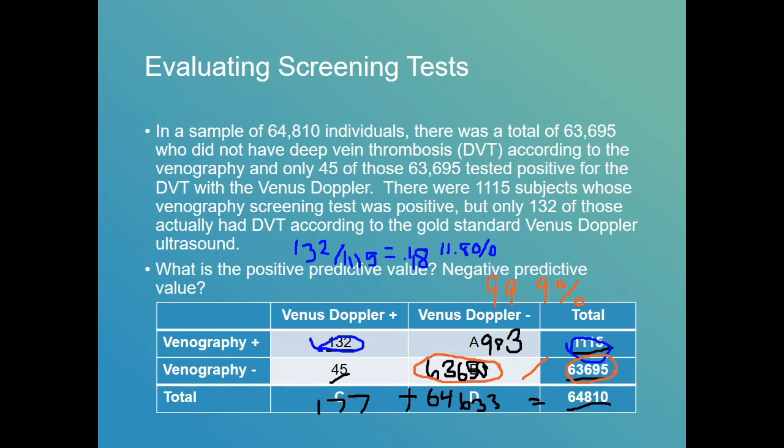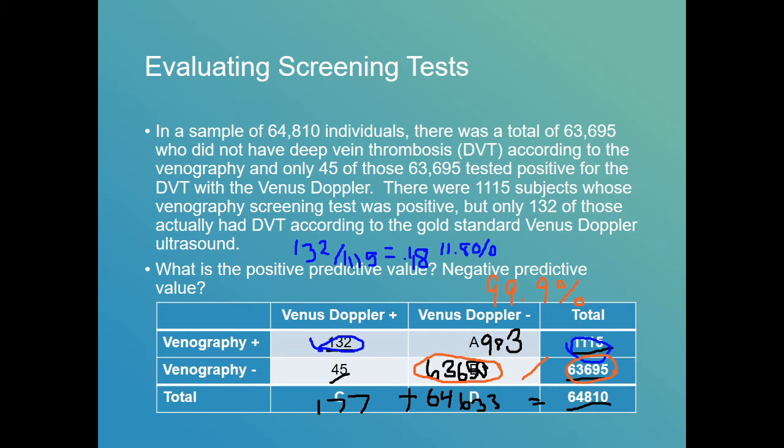So what does that mean? That means that in this sample, the venography exam and process was 99.9% effective at telling us that they would be negative if we used the Venus Doppler exam.